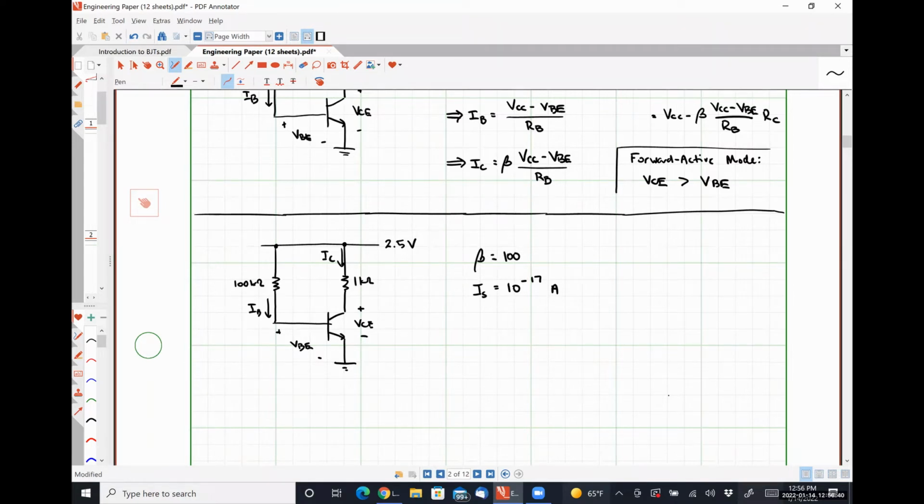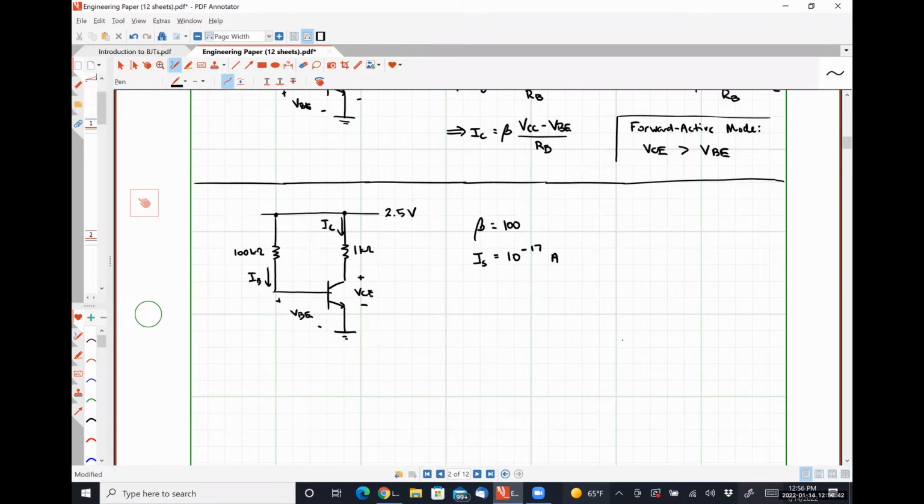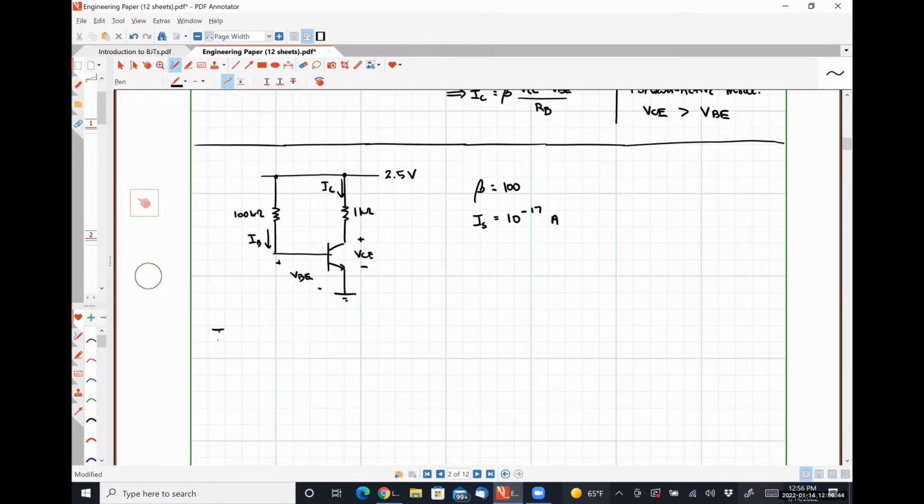Okay. So for iteration number 1, let's guess that VBE is 0.8 volts, which for a silicon-based BJT is a reasonable starting point. Somewhere between 0.7 and 0.8 volts is usually where we would start. Okay.